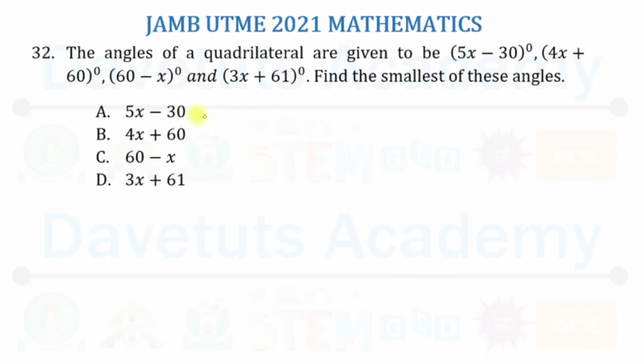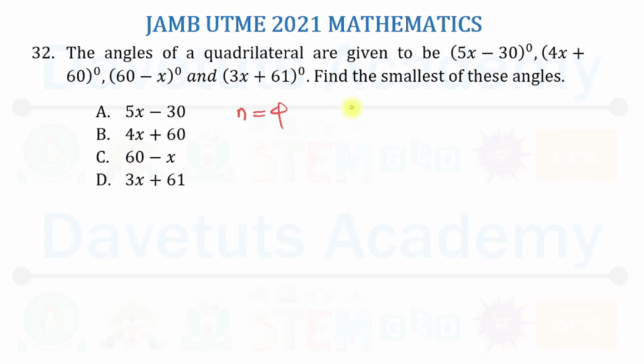So in this question, we are told that the angles of a quadrilateral are given as shown there, and we are to find the smallest of these angles. Now, what we need to note is that we are talking about a quadrilateral here. And what is the meaning of a quadrilateral? It means the number of sides n is equal to 4.